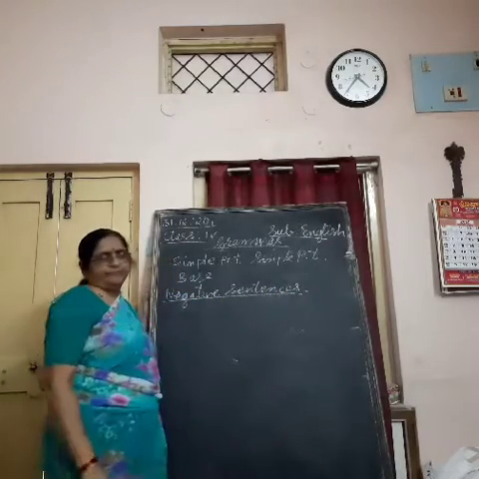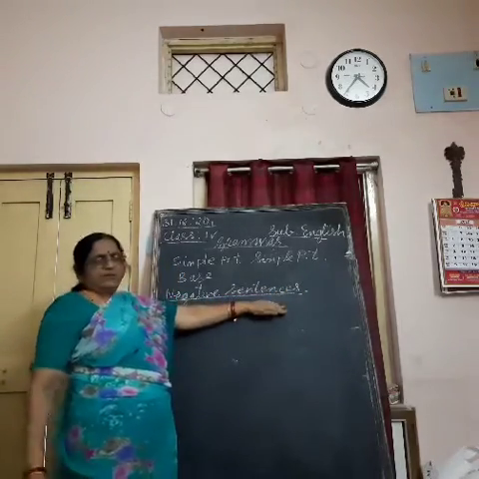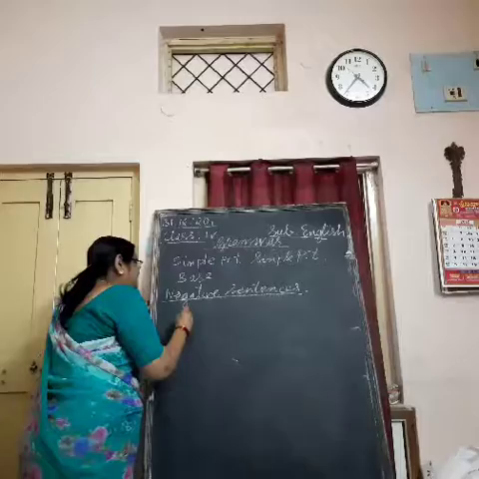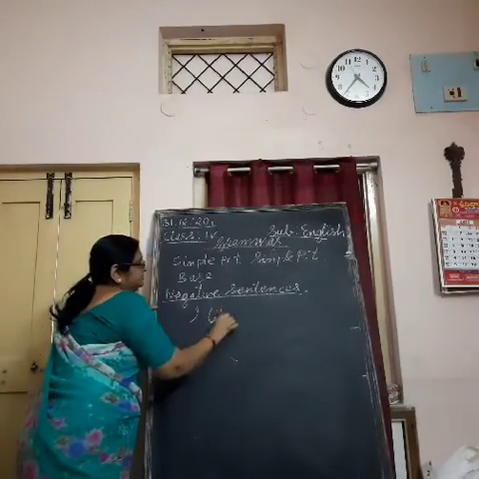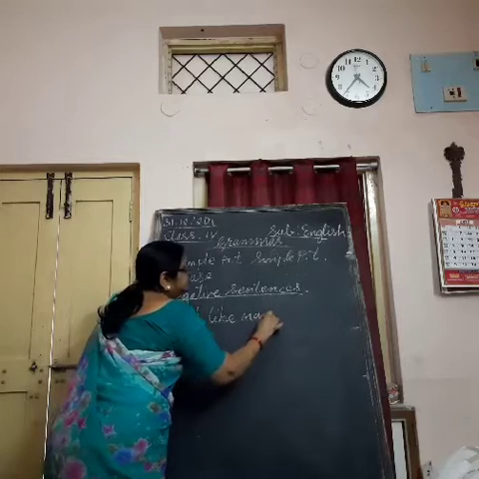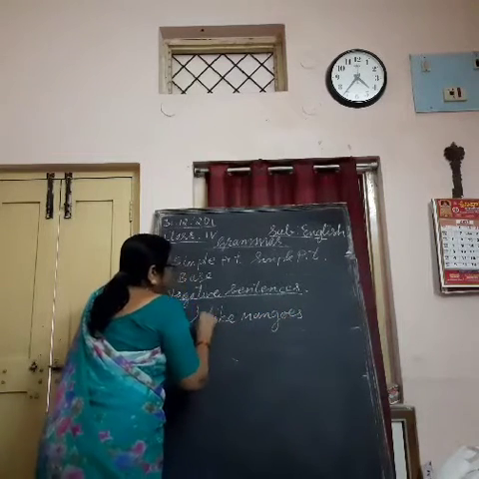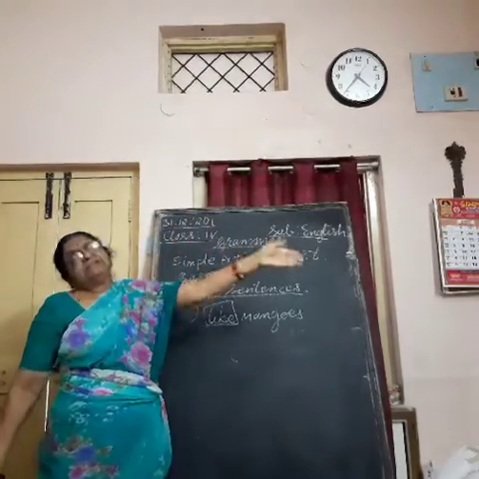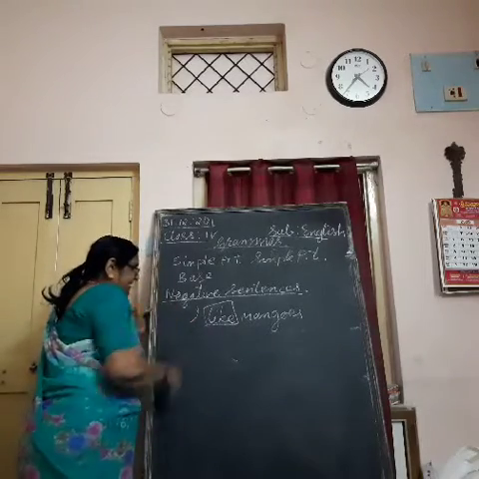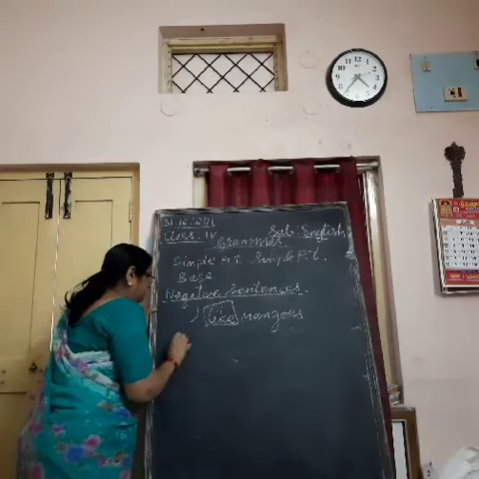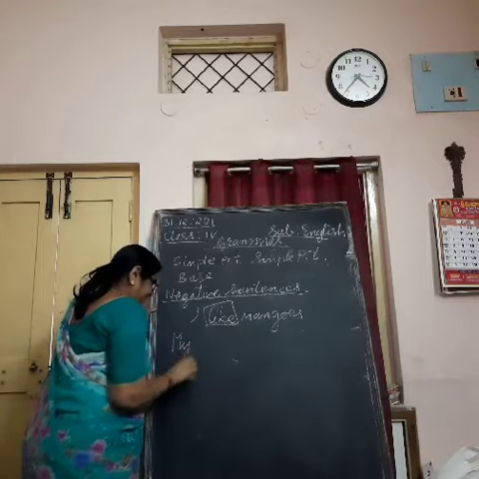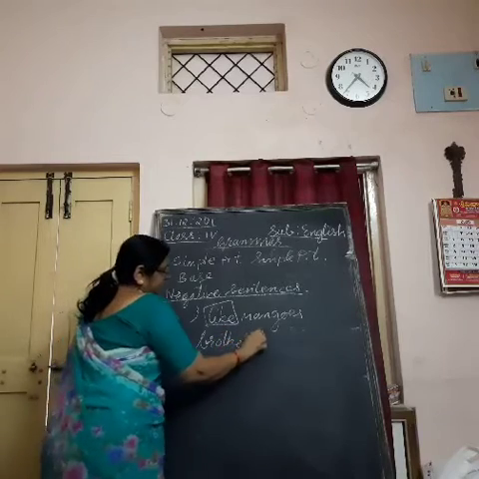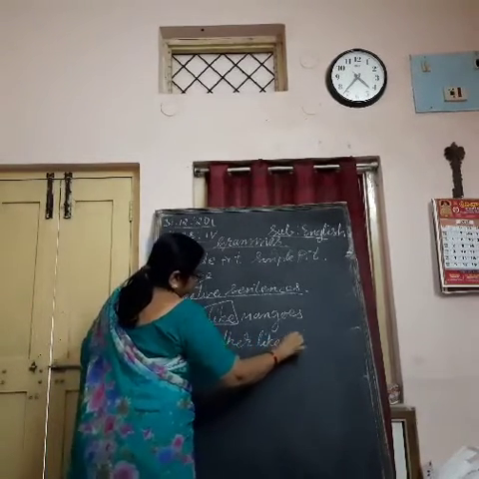See, what we are going to do: a simple present tense sentence is there. I like mangoes. This is simple present tense. I liked mangoes means simple past tense. Then, my brother likes grapes.